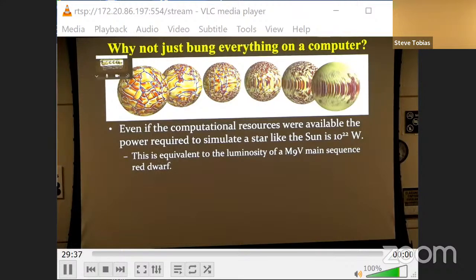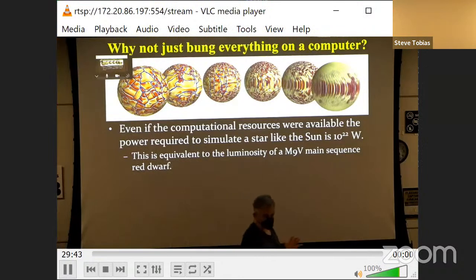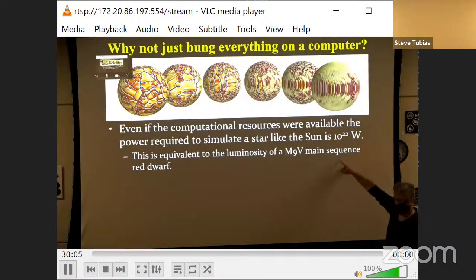There's a back of the envelope calculation which says if somebody gave you the computational resources that you really wanted, you wrote a proposal and said, I'd like to simulate the sun, you could work out how much power you would need to do that. It turns out if the computational resources were available, the power required to simulate the sun is this. And so this is equivalent to the power output of a slightly cooler star. So I'm not certain by 2020 we're going to be able to do that. So let's just see if we can think of something else to do.